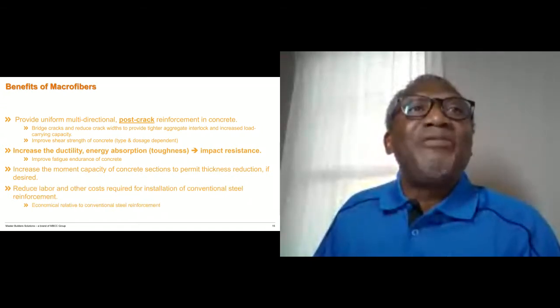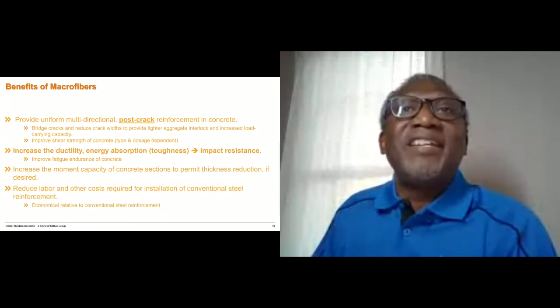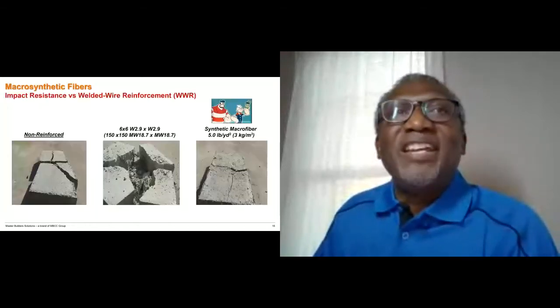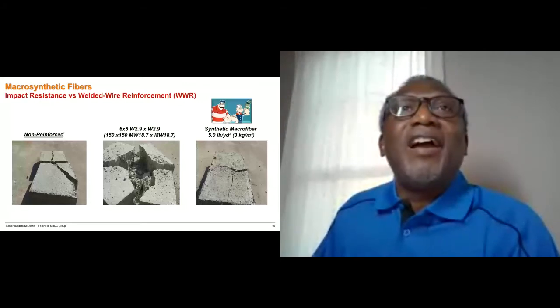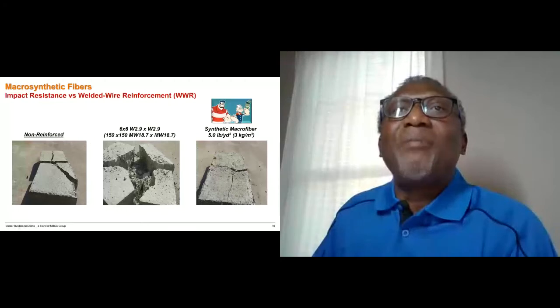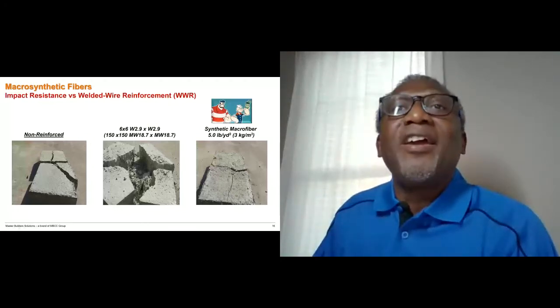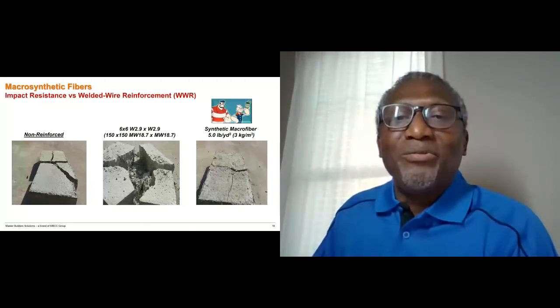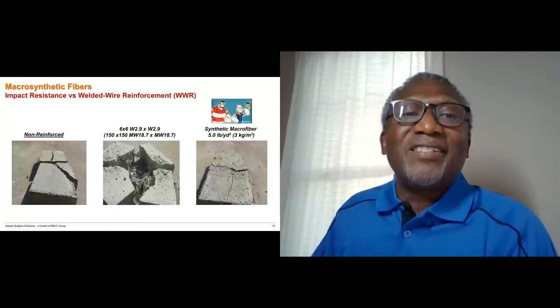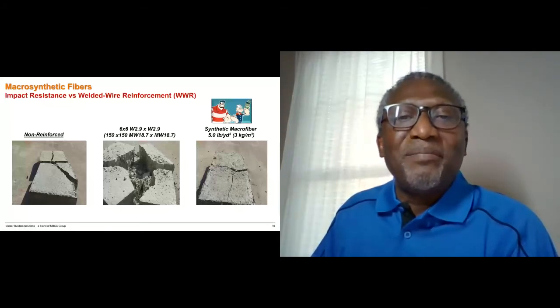Now, essentially, for it to be broken apart this way, it means that the reinforcement actually yielded, the wires yielded, and then fractured. And then in the final section, we have the slab with 5 pounds per cubic yard of a synthetic macro fiber. And you can see that it did outlast the welded wire reinforcement.